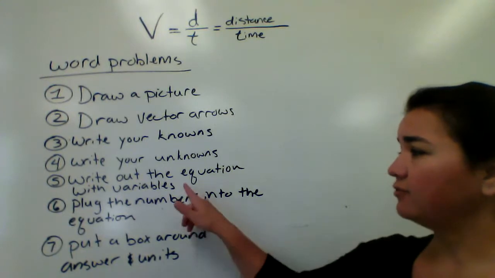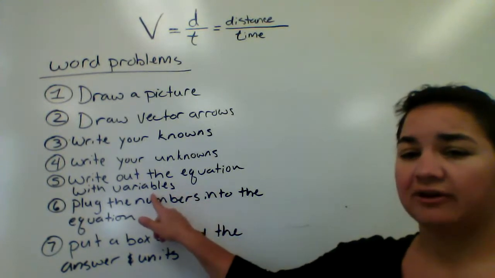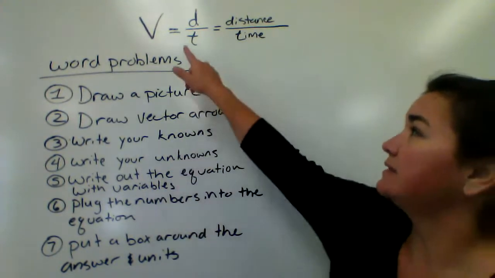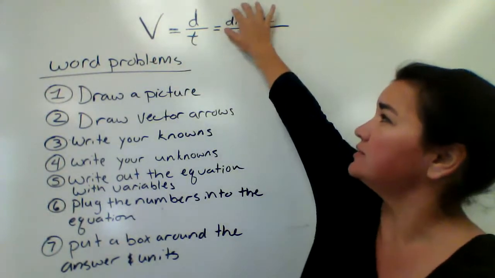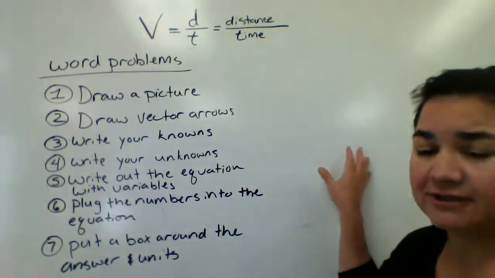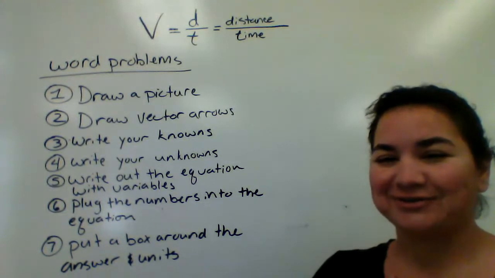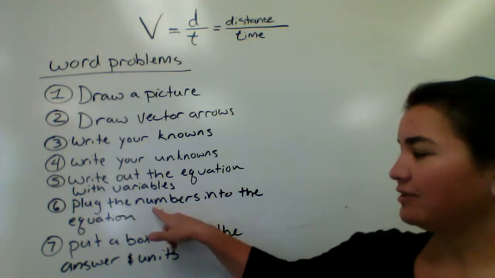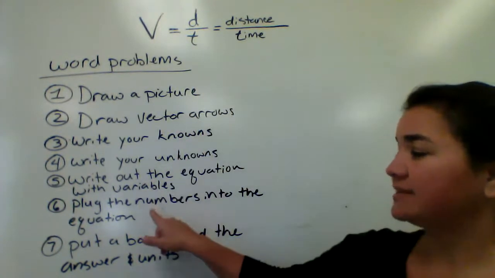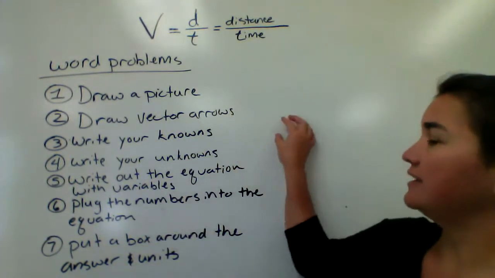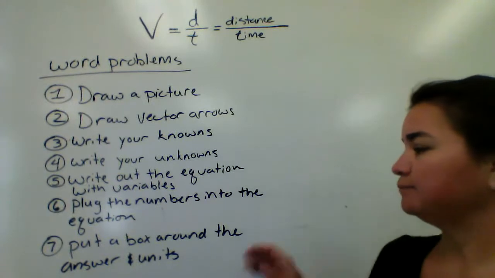The next step, you have to write out the equation with just the variables. Don't write it out with the numbers. That means that this equation right here, without the words, just this, you're going to write off to the side so that I know what equation you're using, and so that I know that you know what equation you're using. Underneath that, you're going to rewrite the equation again, but this time you're going to have the numbers in there. So it'll be V equals something divided by something.